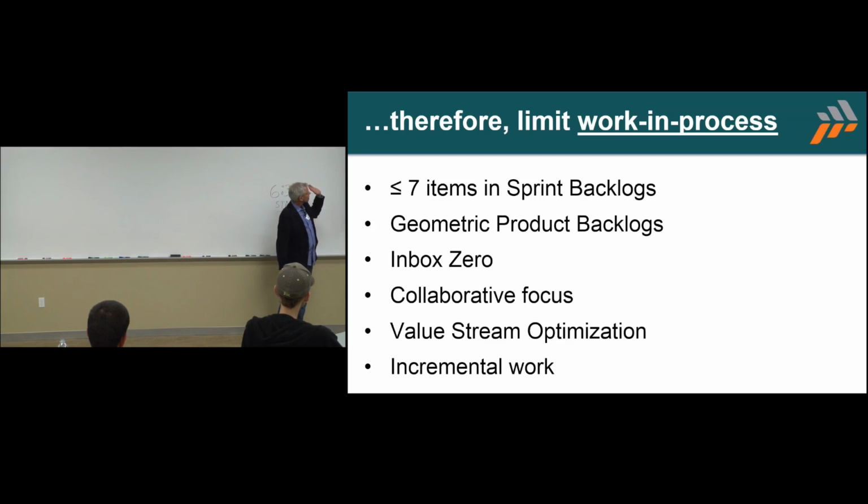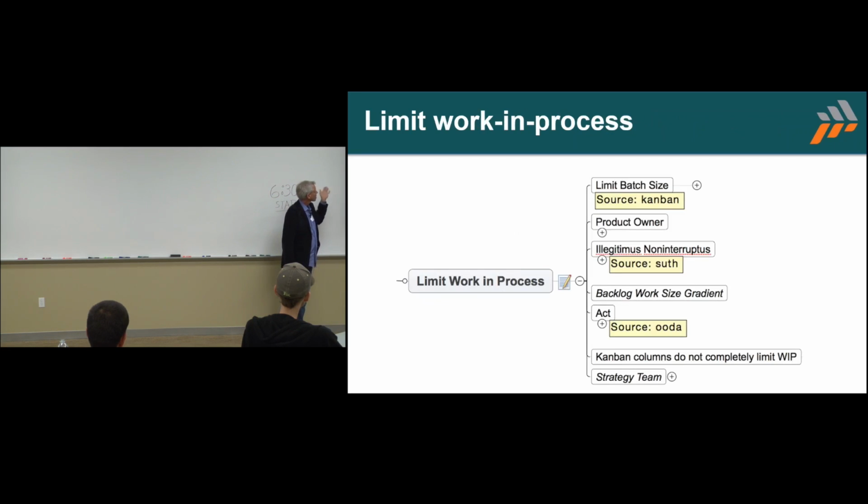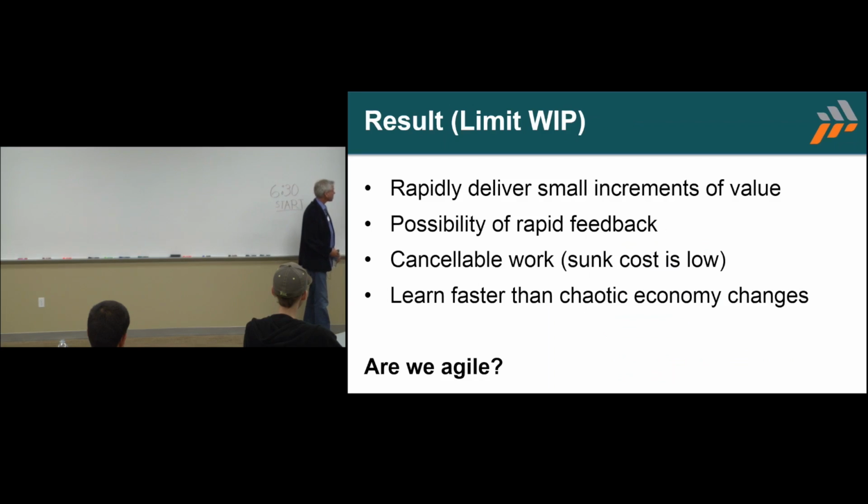So there's a bunch of patterns that relate to that. This is limit work in process, and there are a bunch of things like the sprint size. Do you have a product owner telling you what the most important things are to do? Illegitimus non interruptus means the Scrum team is not allowed to be interrupted in the middle of its work, and the reason you do that is because when you interrupt a team, you create more work in process. So this kind of helps.